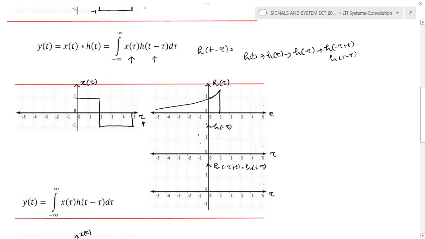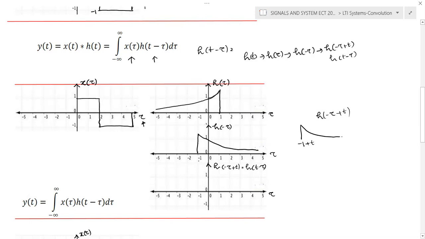So here the signal starts from 1 onwards. If you perform the time reversal, you will get a signal which is a mirror image of the signal h of tau. So the signal starts from minus 1 onwards, and it's going to infinity. And this is h of minus tau. Now we need to find h of minus tau plus t. So h of minus tau is here. Now we need to find plus t. So we can add plus t here. So we'll get minus 1 plus t.